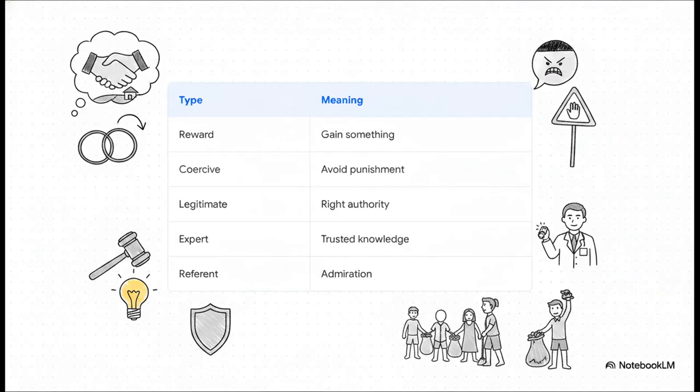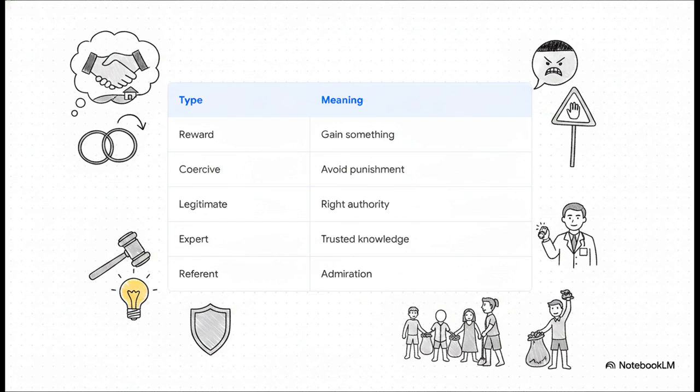To truly understand how governance works, we have to look under the hood at the engine running the whole machine, power. French and Raven identified 5 distinct types. First, notice how reward power is all about gaining something. Think of a barangay captain promising road repairs in exchange for your family's support. See how easily that maps onto our cultural value of utang na loob?